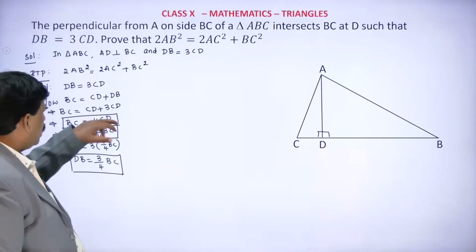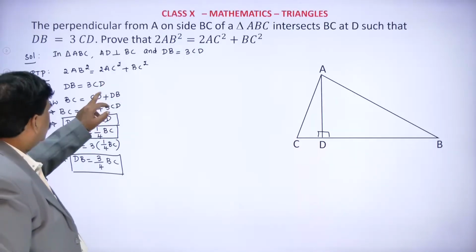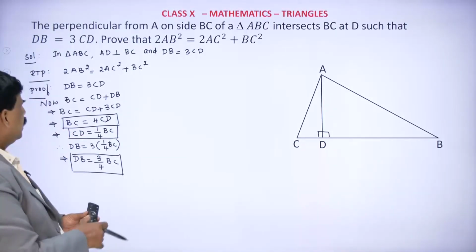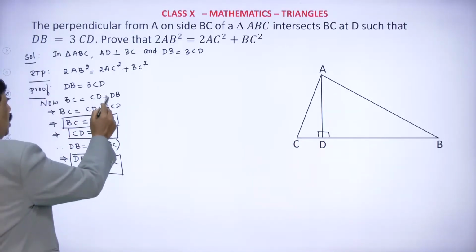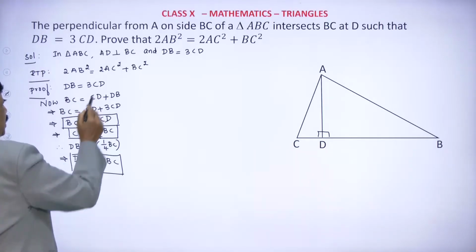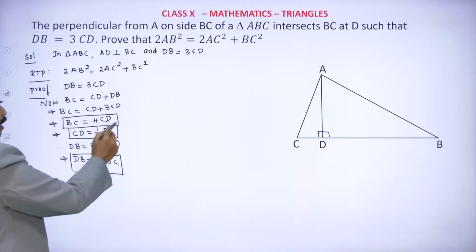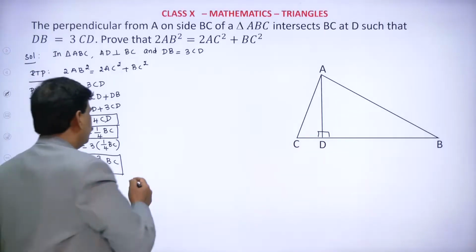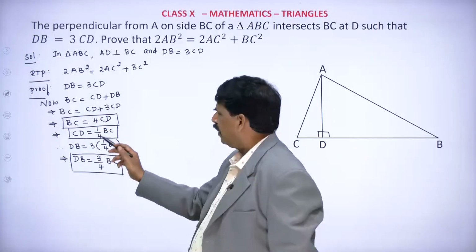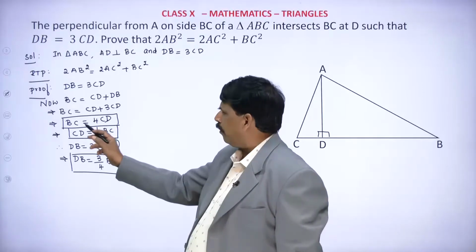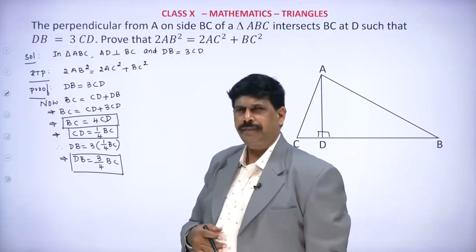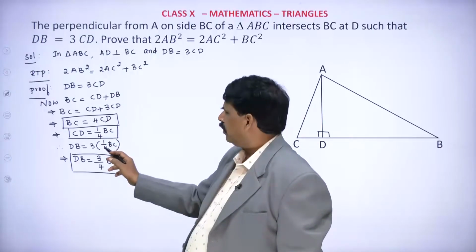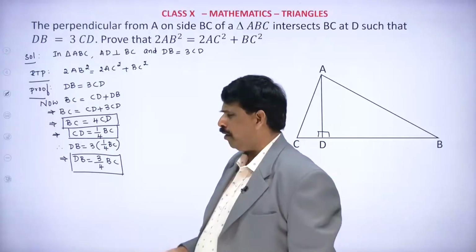So now that BC you can write as CD plus DB. CD as it is, instead of DB I can write 3CD. CD plus 3CD is 4CD. Now take this 4 to the other side, then CD is equal to 1 by 4 of BC. So then what is DB? 3CD. So 3 into 1 by 4, 3 by 4 of BC. It's clear.